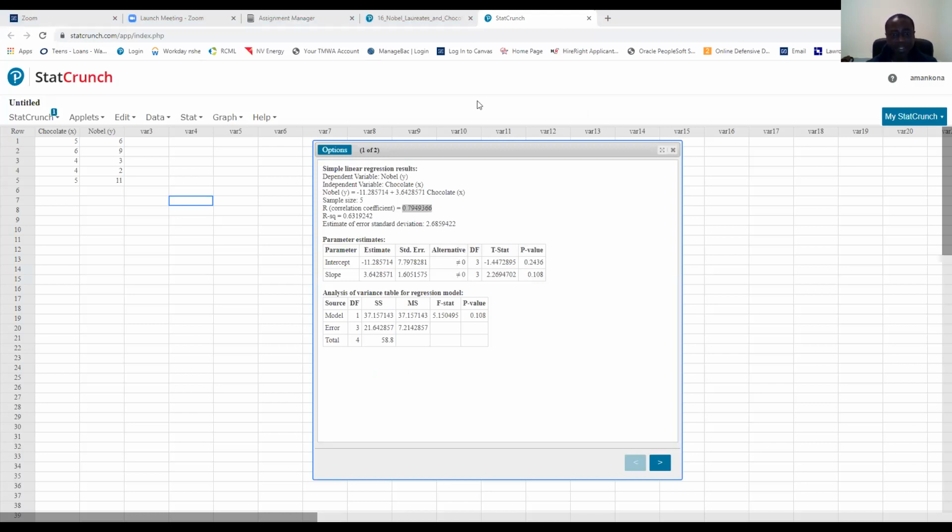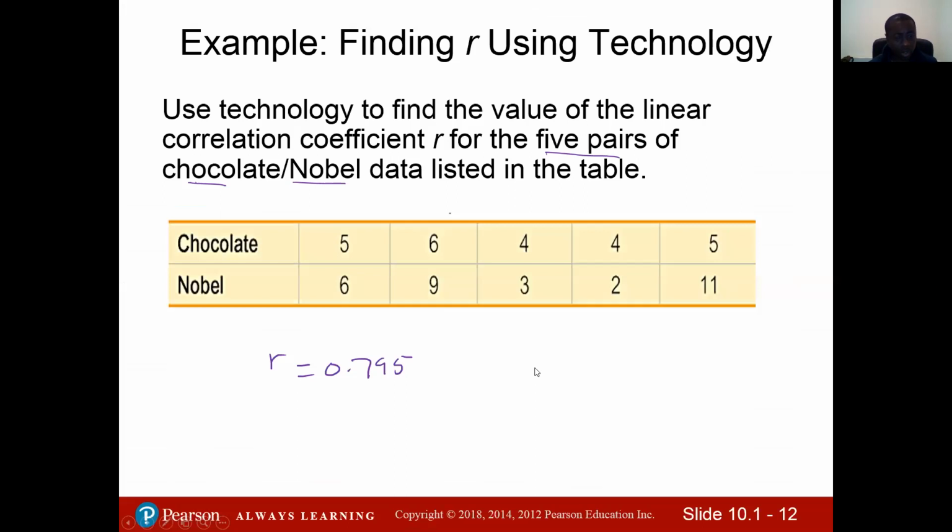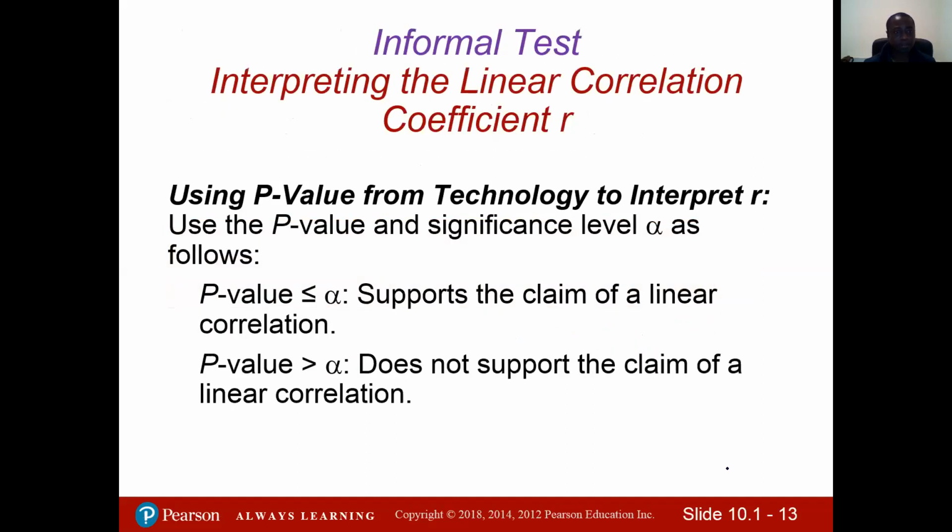So that's the correlation coefficient, right? Now we increase the n. Here n is 5. If you pick n equal to 23, like if you consider 23 countries and the Nobel Prizes won, and then look at the chocolate consumption, we will be able to see whether there's a correlation coefficient and linear correlation between them. All right.